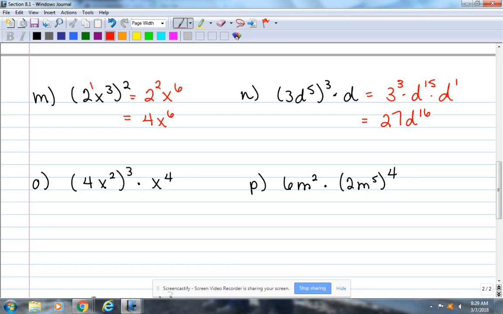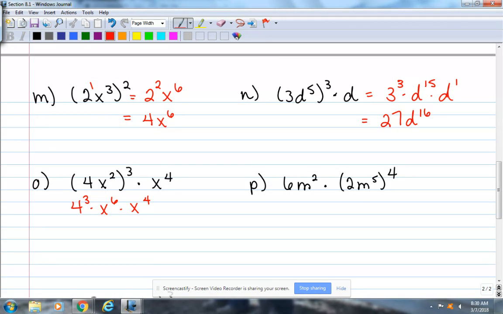All right, so this next one looks exactly the same, pretty much. So what do we do first on problem O, do you reckon? Okay, give everything on the inside of the parentheses the third power. Take care of our powers of powers. So it's going to be 4 to the what? Times x to the 6, and then times x to the 4.